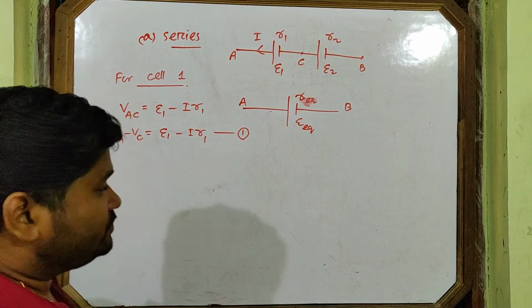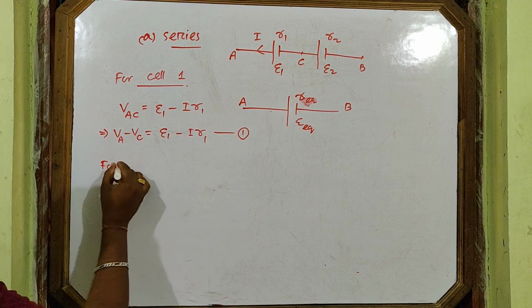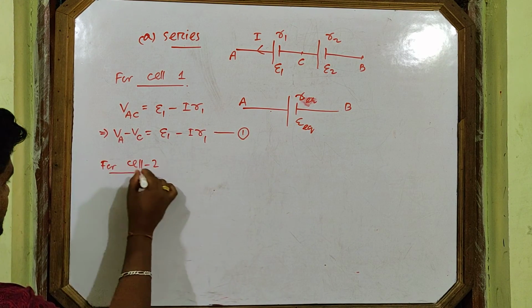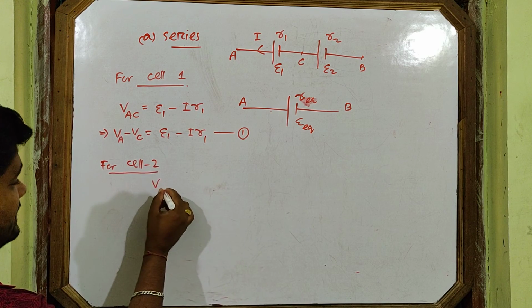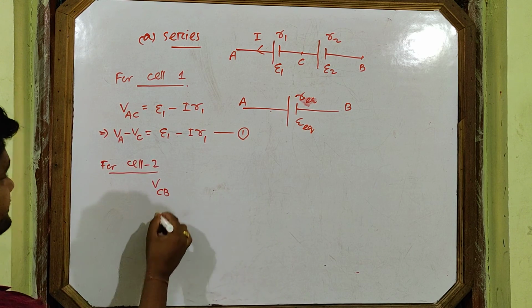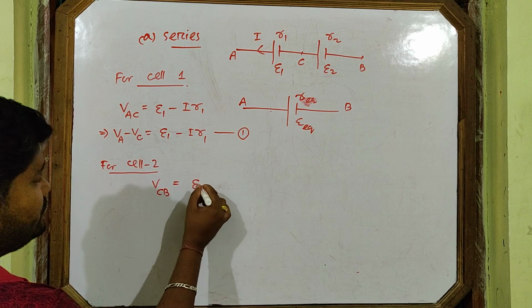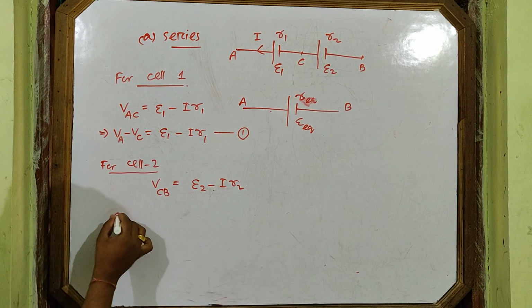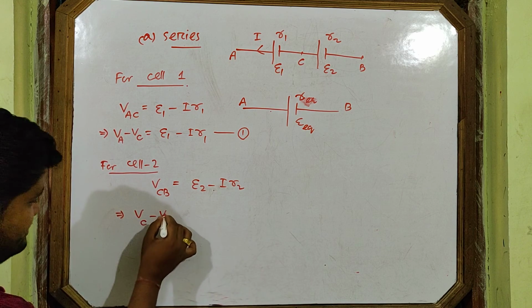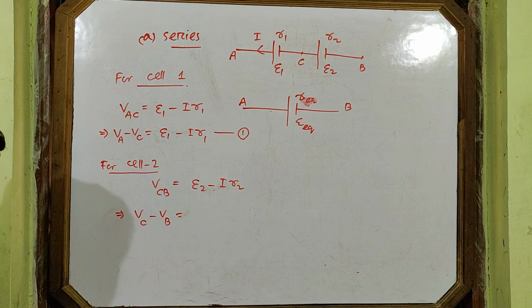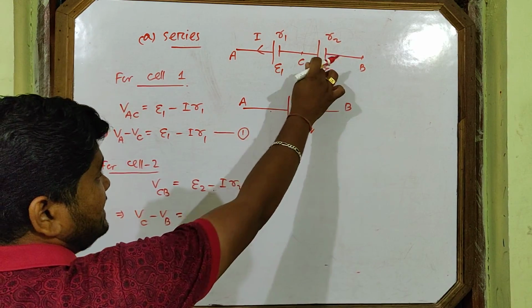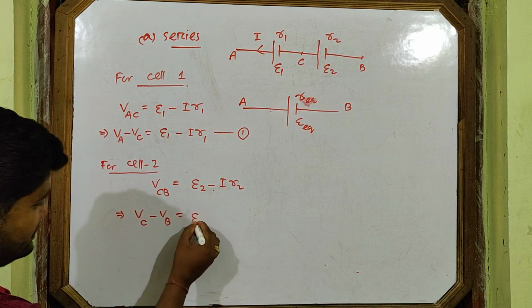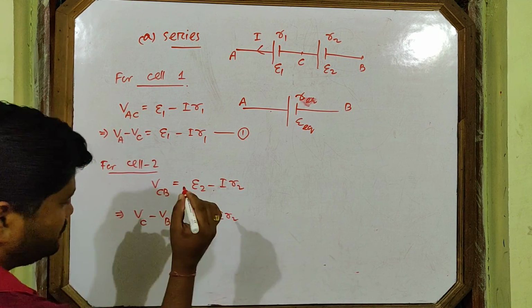Similarly for cell 2, V_CB is equal to E2 minus I r2. I is the same for both. But what is V_CB? That is VC minus VB. C is at higher potential for that cell. So VC minus VB is E2 minus I r2.